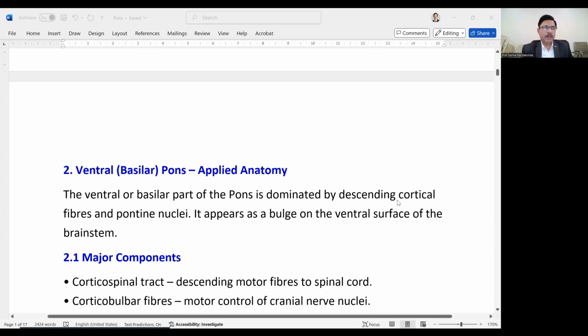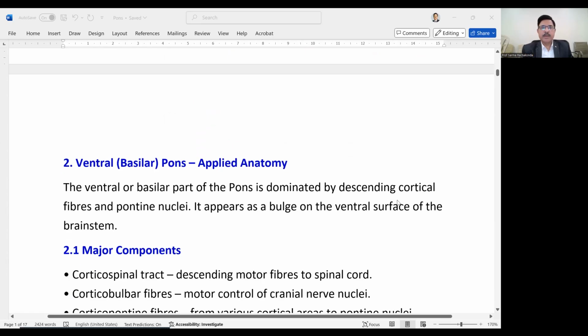So the ventral part, also called the basilar part. Why is it called the basilar part? It is opposing the basal bone there, the base of the skull. It is opposing the base of the skull. It's called the basilar part.